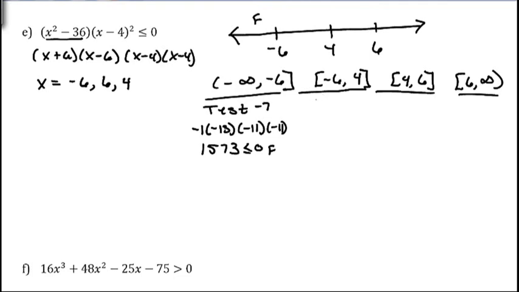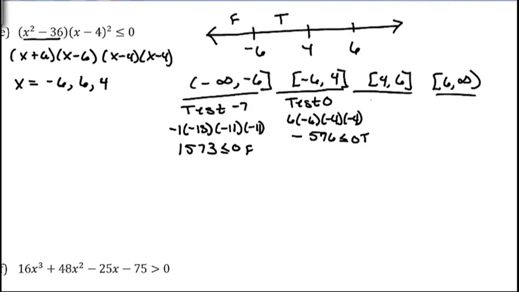On the next interval, from negative 6 to 4, I'm going to test 0. And 0 plus 6 is 6, 0 minus 6 is negative 6, 0 minus 4 is negative 4, and 0 minus 4 again is a negative 4. This time we're multiplying three negative numbers together, so it's going to be negative. And it's negative 576. And negative 576 is less than or equal to 0, and so this one tested true.